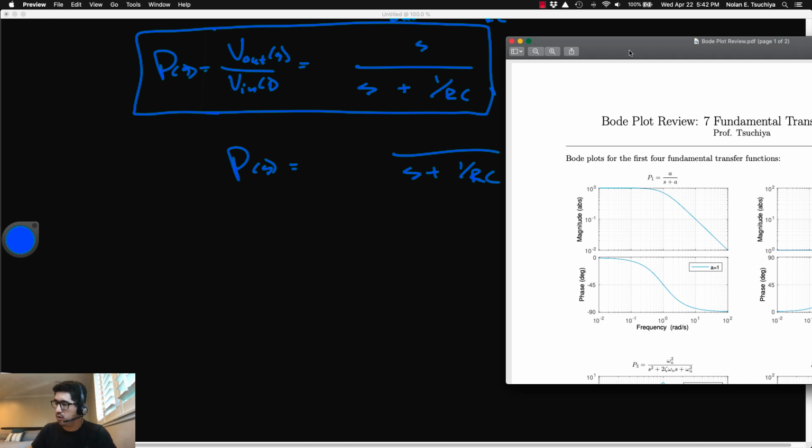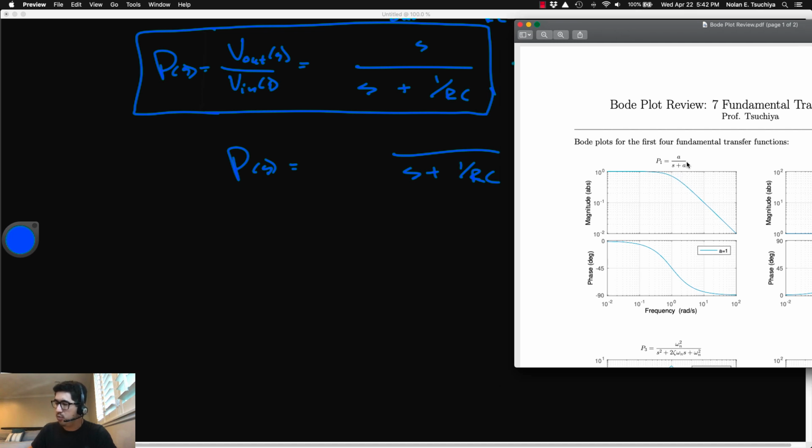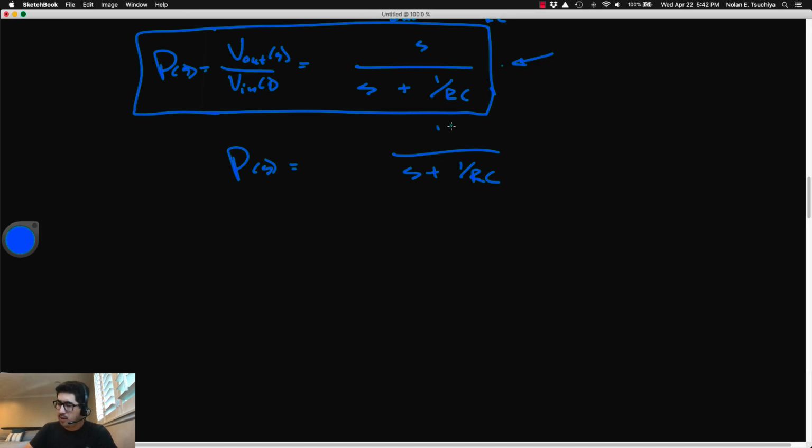So first order denominator. However, what I want is to have the term A as well in the numerator. So I'd like to see a 1 over RC in the numerator, and it's fine to put one there as long as you compensate outside for that. Okay, so you're not changing the system at all.